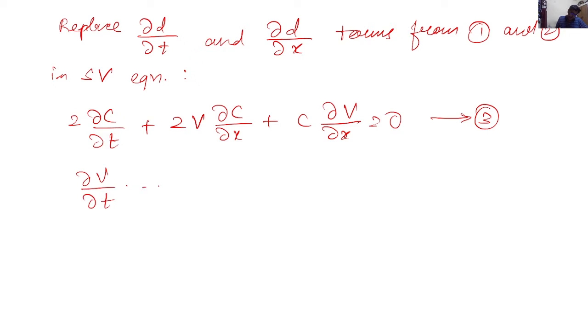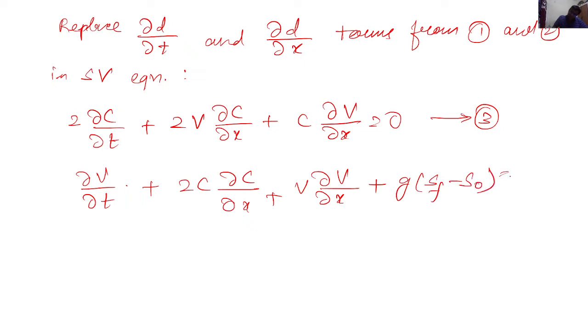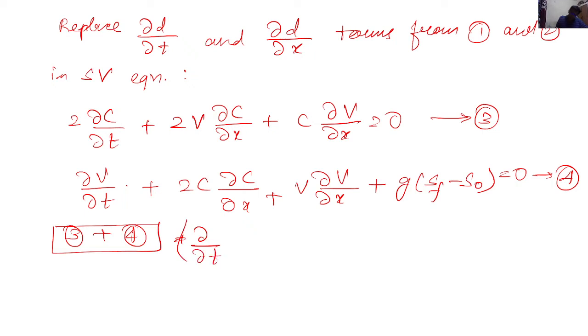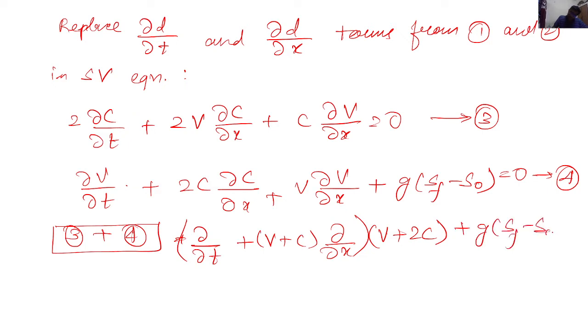Del v by del t plus 2c del c by del x plus v del v by del x plus g sf minus s naught equal to 0, number 4. So the first step would be to take equation 3 plus equation 4. What do we arrive at? We arrive at del by del t plus v plus c, where del by del t is an operator, del by del x, v plus 2c plus g sf minus s naught is 0. Let us term it as equation number 5.